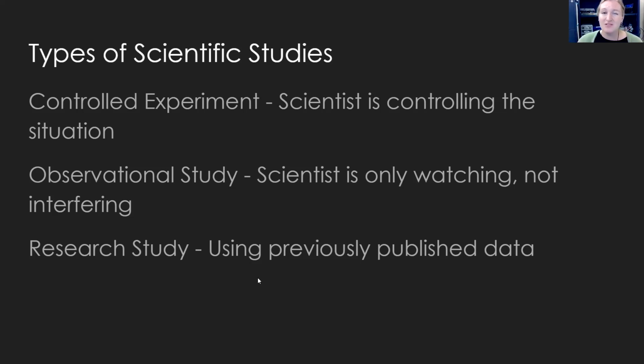When you see this on a test, I'd give you a scenario of a study, and then you'd tell me which of these it is. The first thing you ask yourself when you read through a scenario is, is my scientist collecting their own data? If they are not collecting their own data, it's a research study. If they are collecting their own data, then ask yourself, is the scientist controlling anything? If they're controlling that independent variable, it's a controlled experiment. If the scientist is not controlling anything, then that's your observational study.